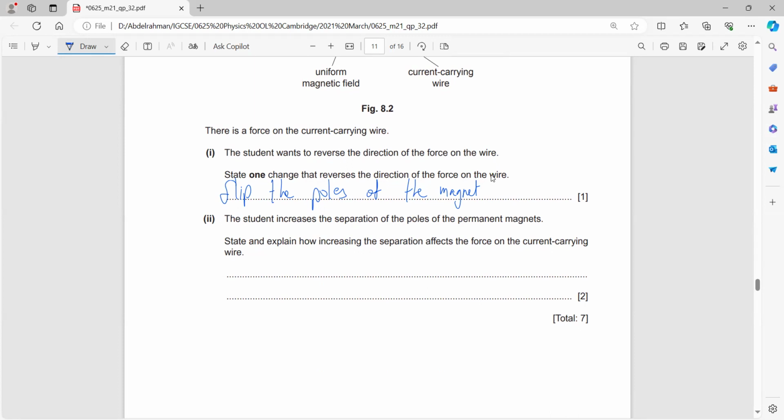Correct. Okay. Whenever you increase the distance between the magnetic poles, the magnetic field will decrease. And therefore, when the magnetic field decreases, the force on the wire also decreases. Okay. The force decreases because the magnetic field strength decreases. Okay?